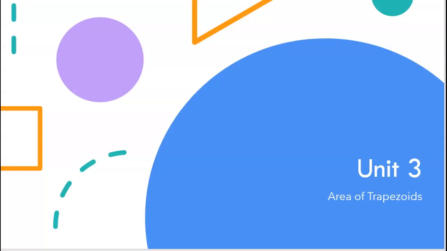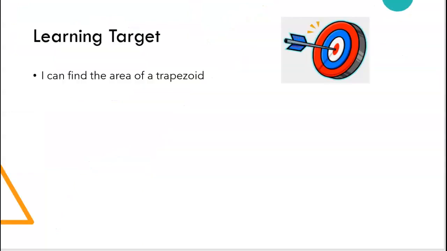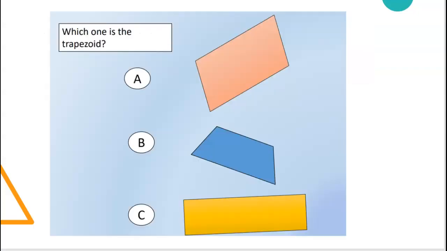Hello, today we're going to learn about the area of trapezoids. Our learning target today is I can find the area of a trapezoid. Now, I want you to take time. Which one of these is a trapezoid? Is it A, B, or C? Think about it in your head.